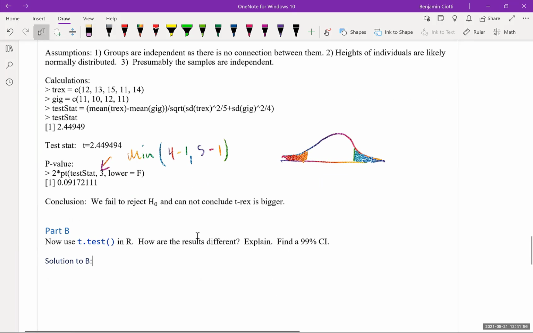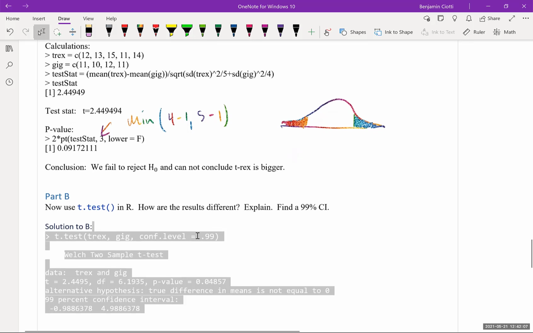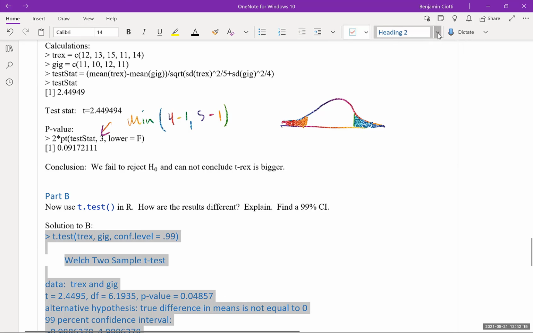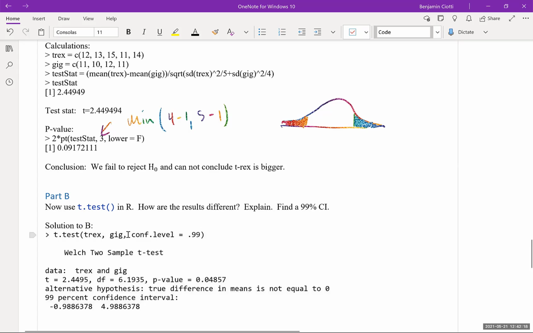Part B was I asked you to redo the test in R and also get a 99% confidence interval and also comment on the difference. So plugging it into R, here's the code for the t-test. I plugged in my 2 data sets, T-Rex and Giganotosaurus. I plugged in my confidence level, which only has an effect on the confidence interval part of the results, by the way. The t-value is still the same.